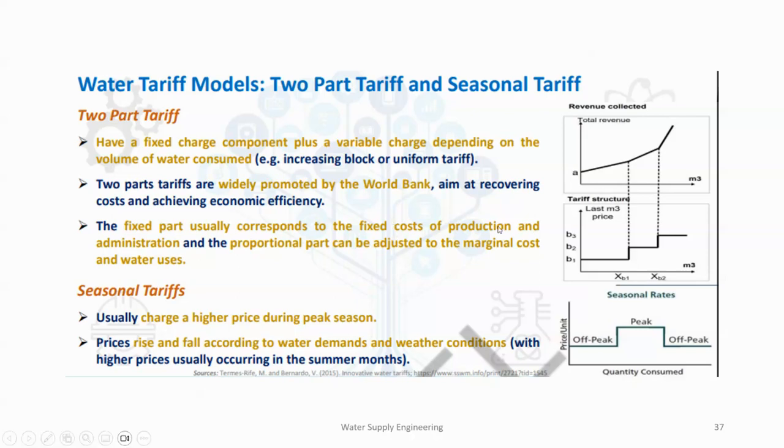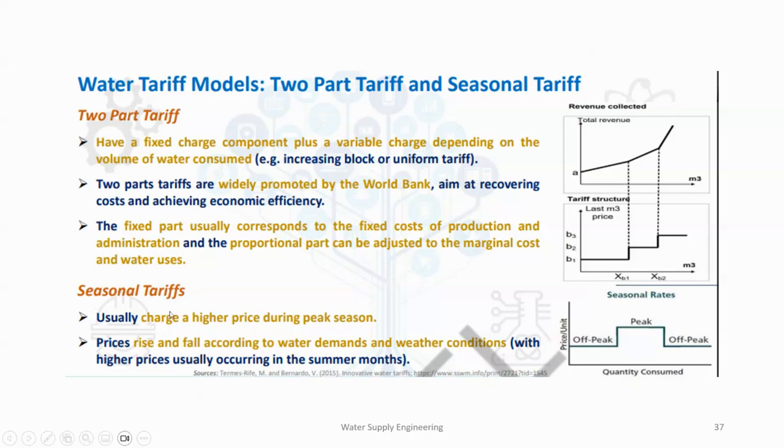In the case of two part tariff, it will have a fixed charge component, in addition to which we have a variable charge component as well. This variable charge component depends upon the consumption by the consumer. So the fixed part is actually the cost of construction, production, administration, and the variable charge part is according to the water use. So that is why it is called two part tariff. It has two parts, one fixed and one variable.